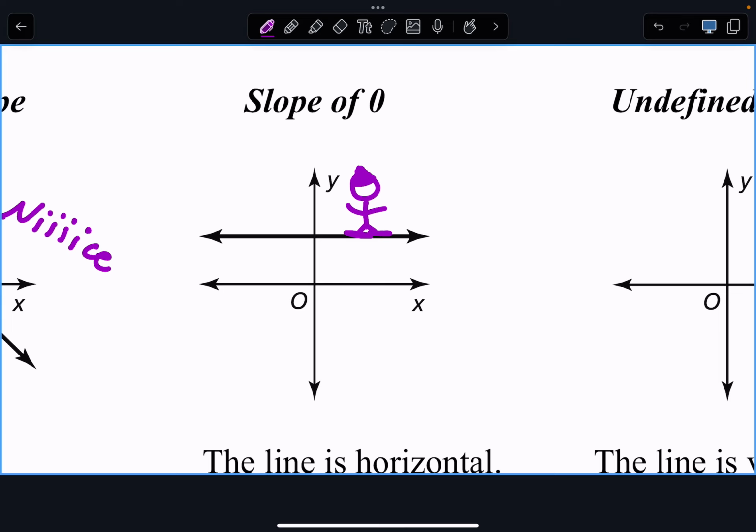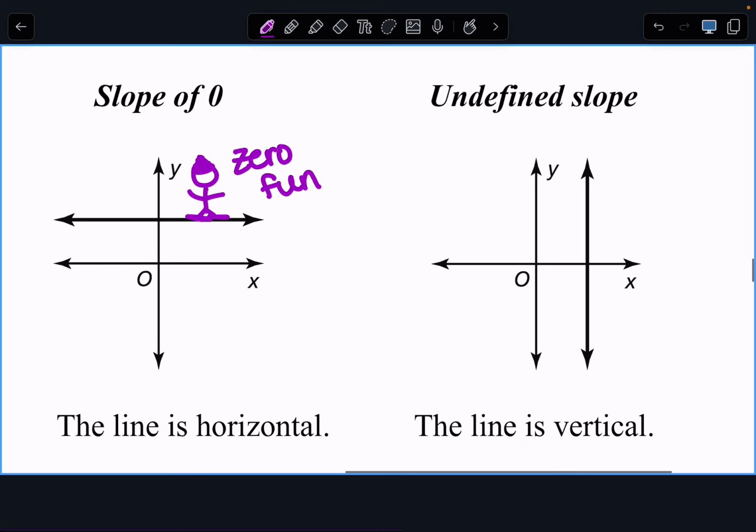Well, that's like cross-country skiing. That's just not any fun. Zero fun, if you will. Okay. And these are really the two instances I want you to think about the skier. If it's flat, that's not going to be any fun. Zero fun.